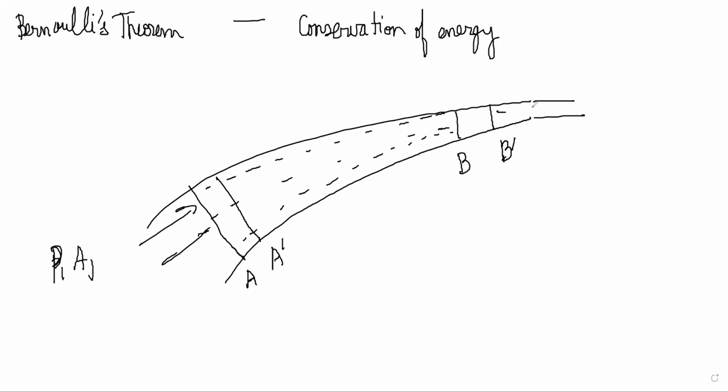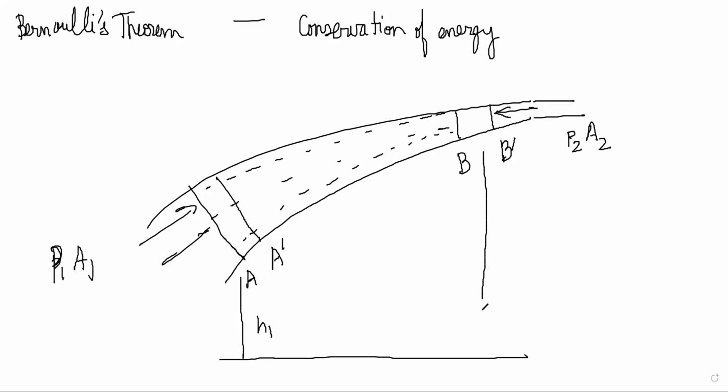And this is pressure 2 A2, correct? Let's say this column was at a height of H1 from the baseline, and this was at a height of H2 from the baseline, right? So there are only two forces, this force and this force, correct? I mean, there are forces from the walls, but the wall forces are perpendicular to the motion, right? So what I'll do is work energy theorem.